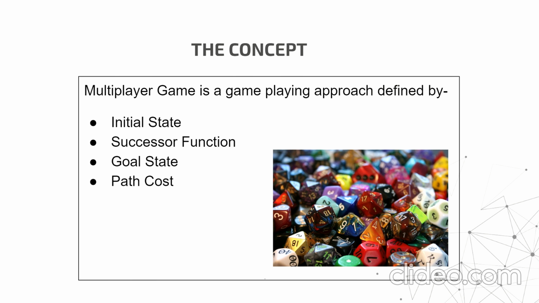So the concept of multiplayer game. The multiplayer game is a game playing approach which is a search problem defined by some initial state, some successor function, a goal state, and a path cost. The initial state is where we have to start the game from, that is the start state, and the successor function is the function which determines our next step, the next state from the present state, which is where we have to go next. And the goal state is where we need to reach finally, which is the destination state. And path cost is the complete cost of reaching the goal state from the initial state or start state.